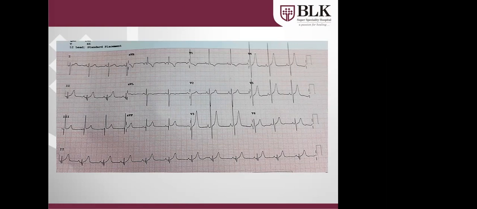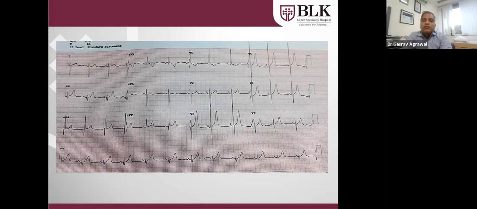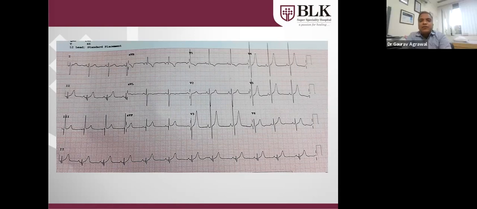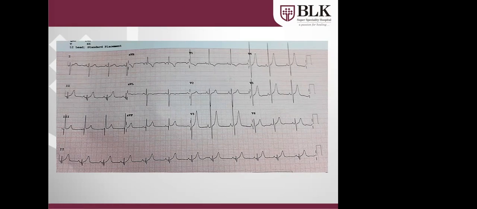Sir, T wave inversion in V1. It is normal in newborn. Meaning, in a 2 months old child it is normal. I told you earlier that in the first week it is upright, after this it becomes inverted. V1 has a tall QRS, so right ventricular hypertrophy.